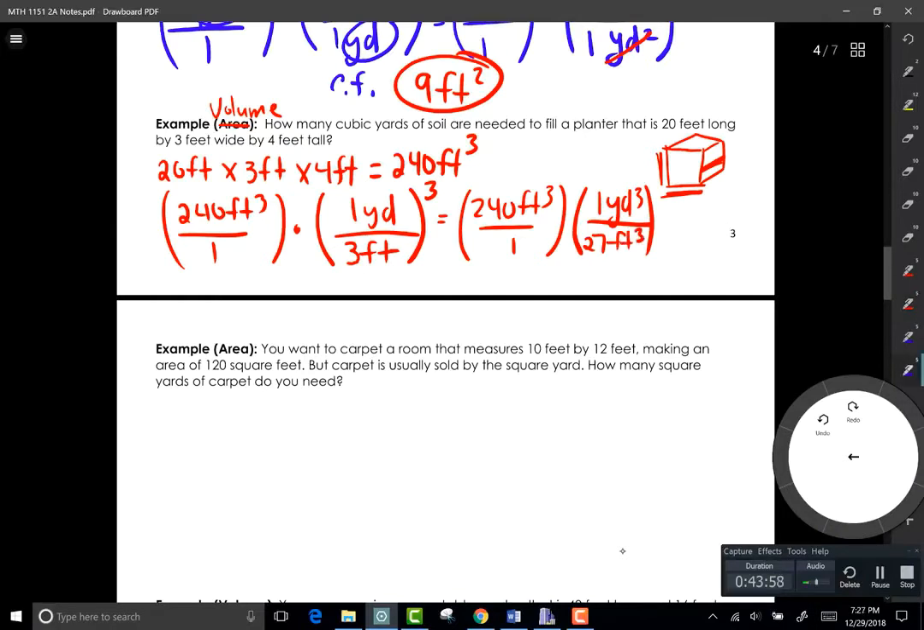Now I can cancel out my feet cubes, and I can finish the problem. So on the calculator, I'm going to put 240 over 1 in parentheses, divided by 1. And then I'm going to put times, and then in parentheses, I'm going to do 1 divided by 27 in parentheses. And my final answer is going to be 8.89 yards cubed.